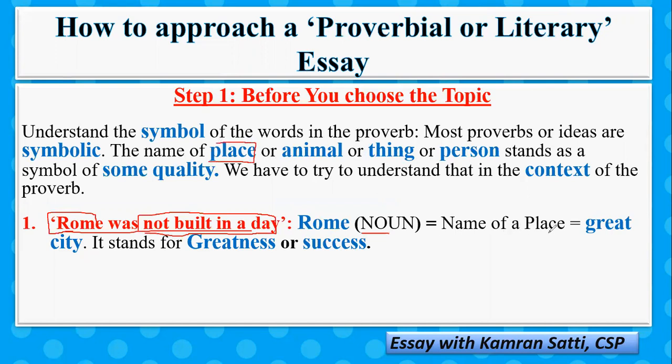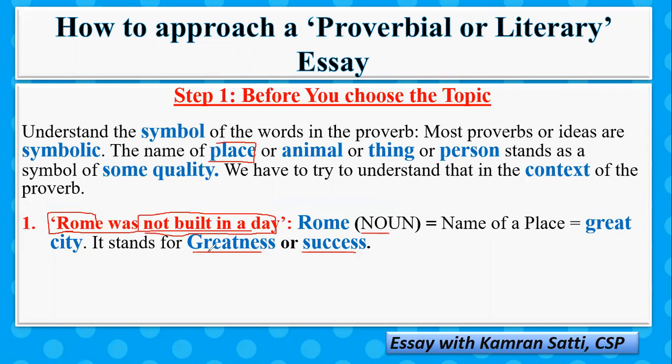And what are the characteristics of Rome? You have to just brainstorm for a second. You know that it was a great city of its time, and it was unparalleled in grandiosity and marvelousness. So it was a great marvel of its time. So Rome effectively denotes, or stands for, greatness or success. So you have to understand what the symbols mean in real life. Now these are the two things which we have decoded right now: that we are going to talk something about greatness or success in our essay.